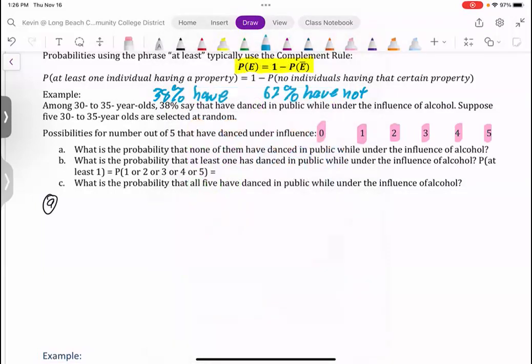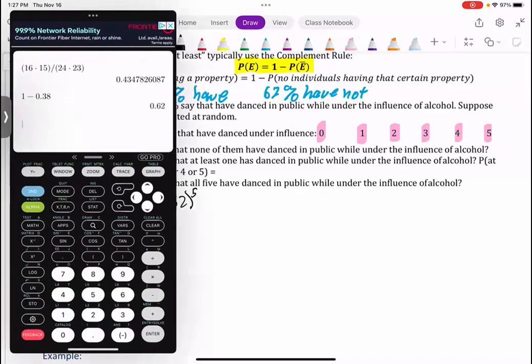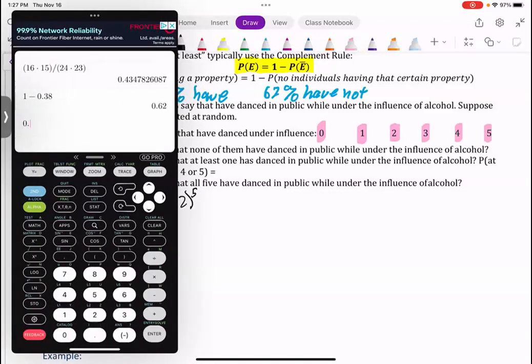All right, so part A says, what is the probability that none of them have? Well, that is going to be 0.62 times 0.62 times 0.62, five times. We end up here, 0.62 raised to the 5th power.